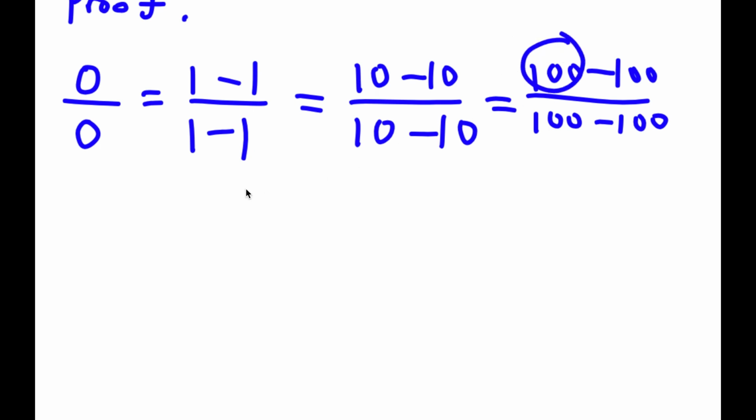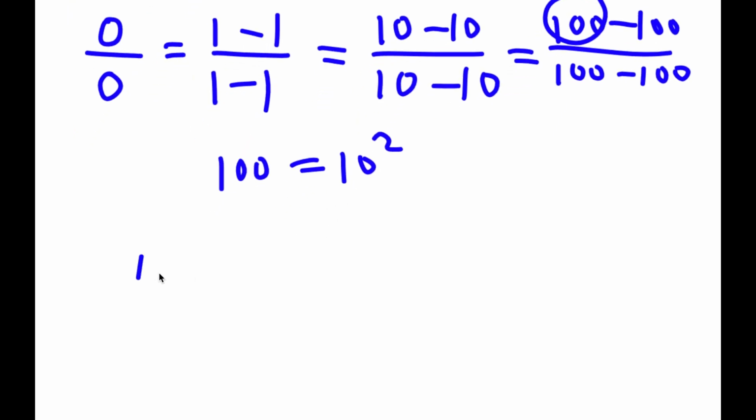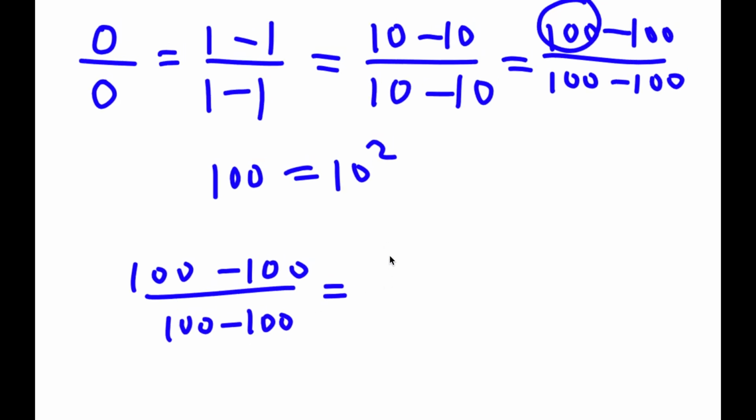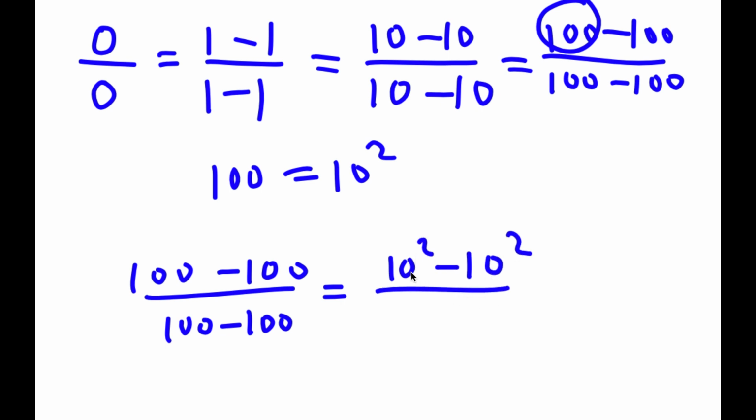Now, 100 is the same thing as 10 squared. So 100 minus 100 over 100 minus 100, I'm going to write this as 10 squared minus 10 squared over, now over here for my bottom, I'm actually not going to write 10 squared minus 10 squared. Instead, I'm going to write 10 times 10 minus 10 times 10, which is, again, allowed. 10 times 10 is the same thing as 10 squared. I'm just not writing it as 10 squared.